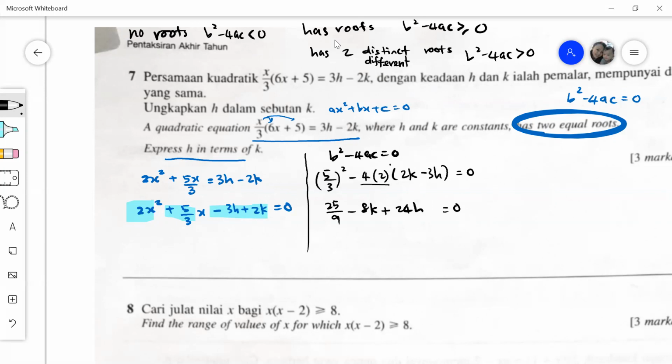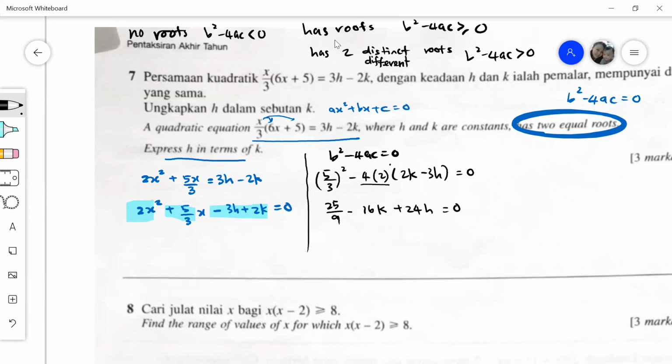This is 8. Sorry, 16. 4ac. 16k, 24h, right?